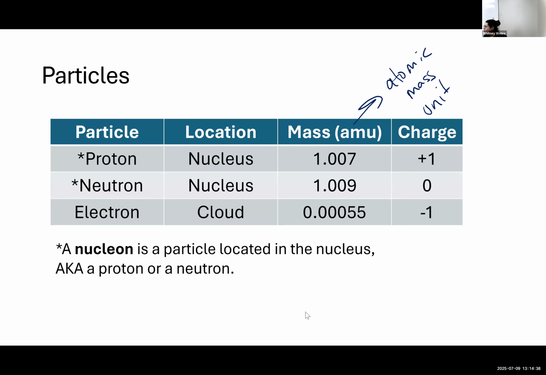Electrons are so much smaller. Look at the number here compared to 1. They're tiny. So the majority of the weight of an atom is going to come from the protons and neutrons in the nucleus. We don't really assume the weight is being contributed by the electrons. They're important for charge, but they're not really affecting the mass.